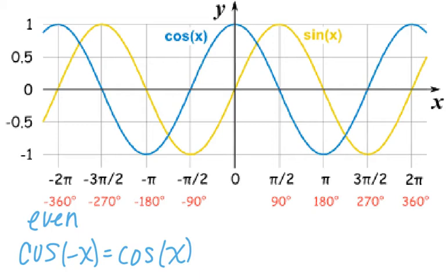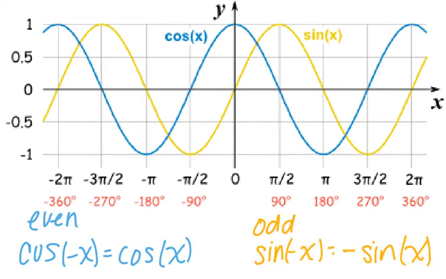The sine function, however, is an odd function. Odd functions have symmetry about the origin. So that means that sine of -x equals negative sine of x. One way of thinking about this is that if we reflect it over the x-axis, it looks the same as if we had instead reflected over the y-axis. So visually and graphically, those two transformations do the same thing.